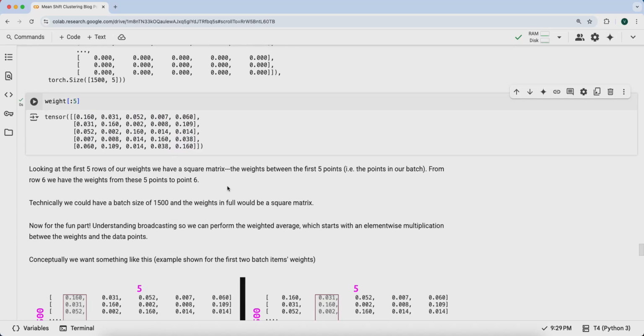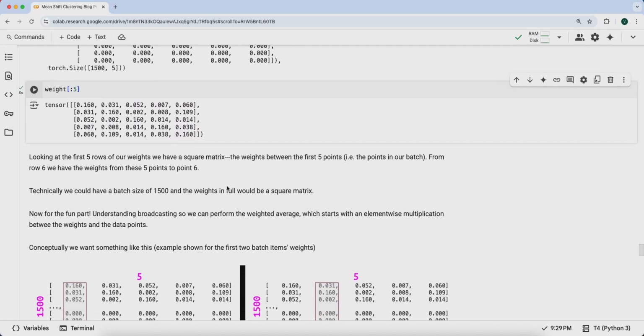Okay, so we have our weights, and we did that because we got our distances. We got our distances in a batched way, which required us to understand a little bit more about broadcasting. Now we get to the part where we have to understand broadcasting a little better again. And this is because we have to perform the weighted average.